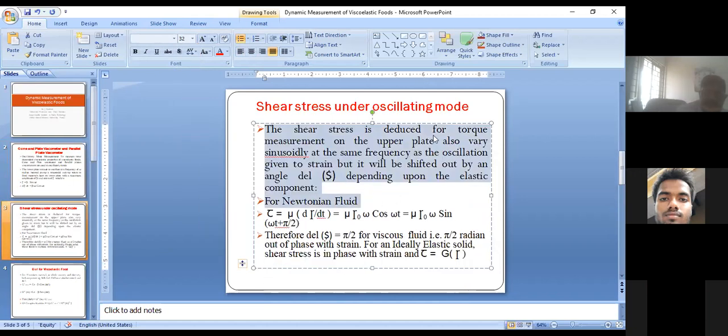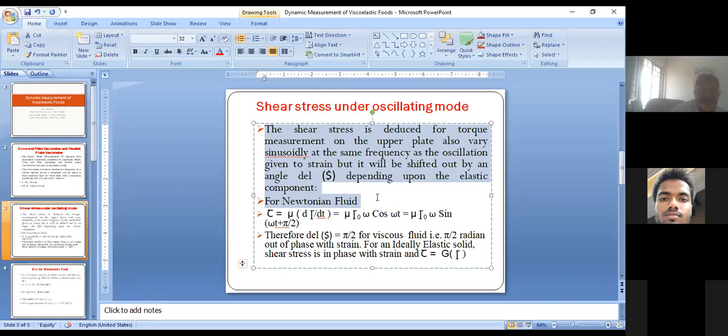So the shear stress is deduced from the torque which is sensed by the upper plate from the lower plate. The strain is given, and that strain will cause a sinusoidal stress in the upper plate depending upon the viscoelastic property of the fluid material between the plates.